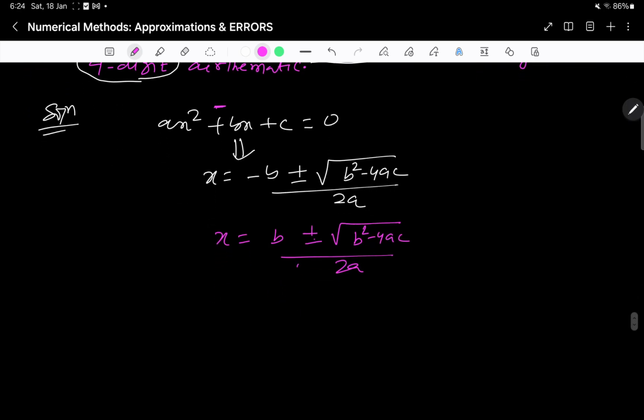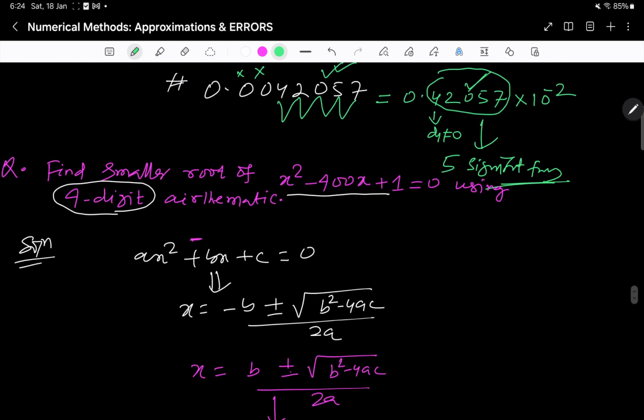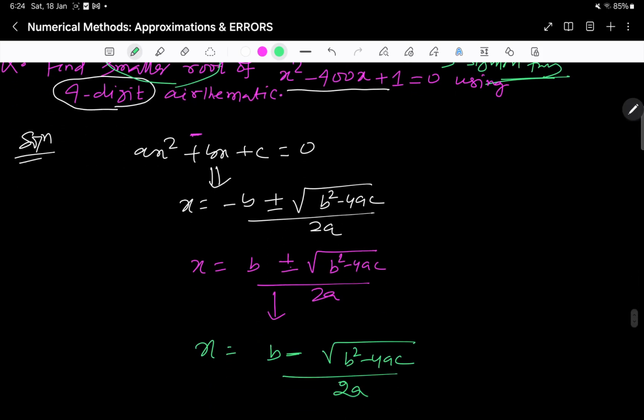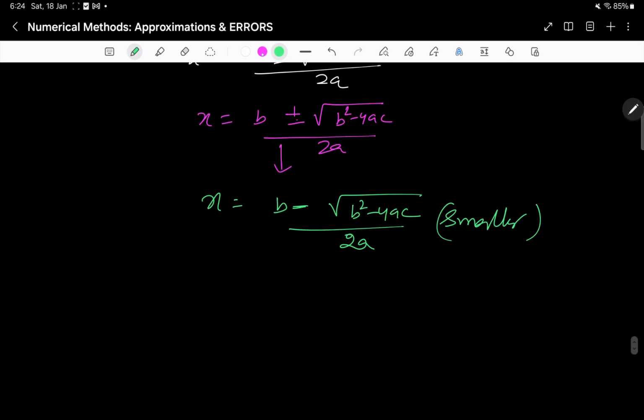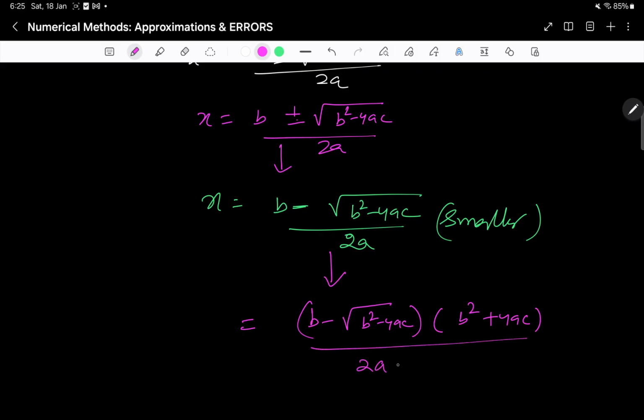So what is the smallest root here? Out of these, the smallest one will be x equal to b minus root over of b square minus 4ac by 2a. As it is asked, this is my smaller root, right? Now if I want to rationalize it, it is b minus root over of b square minus 4ac into b plus root over of b square minus 4ac, divided by 2a into root over of b square.